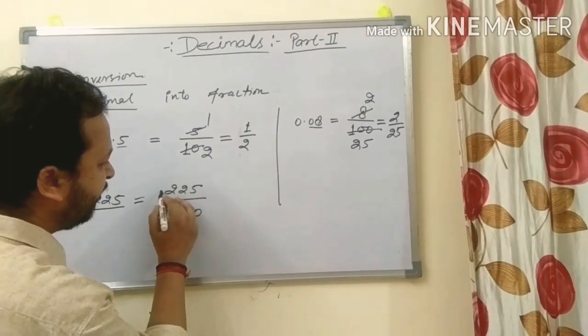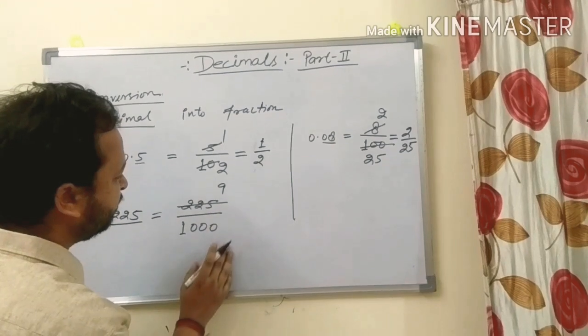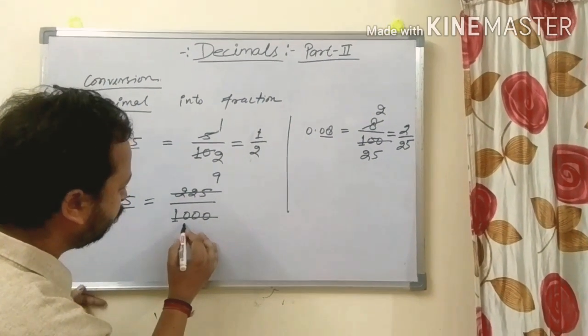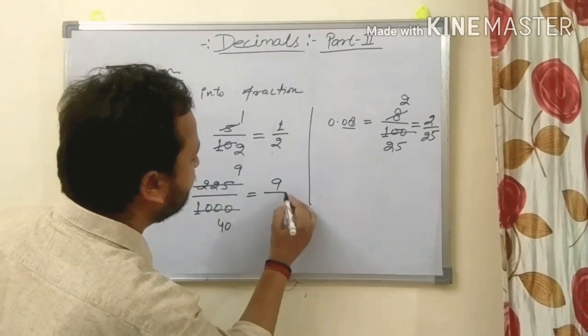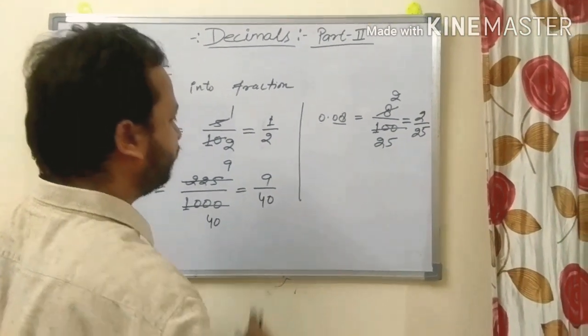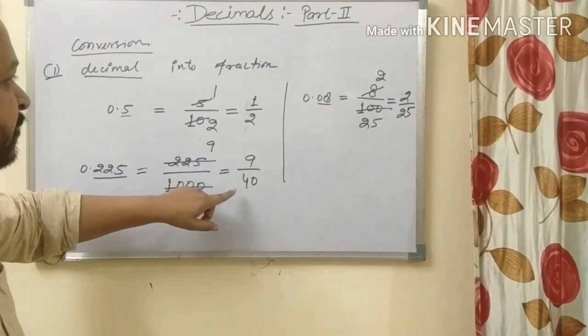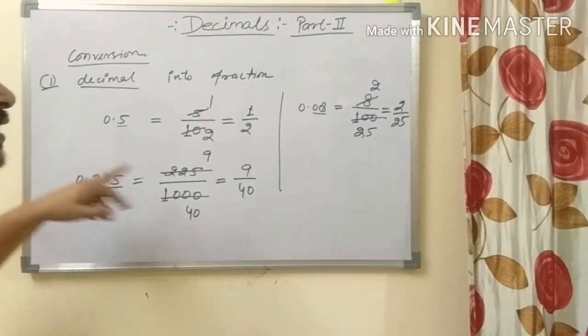Here divide it by 25. 25 nines are 225 and 25 fours are 100. That is 9 divided by 40, right? So these are the fractions of the given decimals.